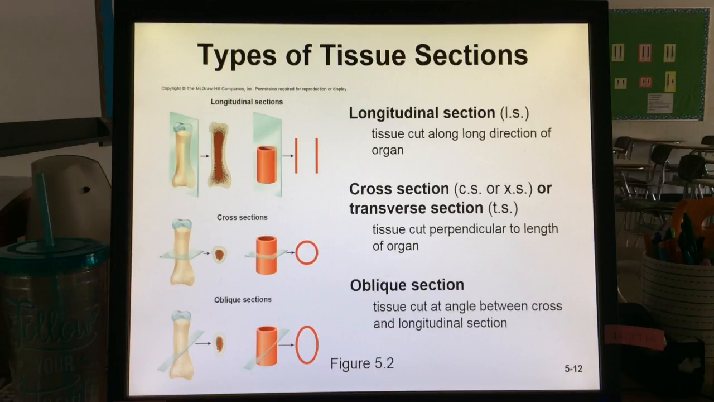And then the next one is a cross section, which is probably what I'll call it, or it's technically called a transverse section. And that is when the tissue is cut perpendicular to the length of the organ. We'll see this when we look at any kind of tube. If we're looking at a blood vessel, we'll look at both directions. We'll see it when we look at the trachea and the esophagus and the intestines. We'll look at cross sections as well. And then sometimes you'll see an oblique section. This is not as common as the first two, but it's taking a diagonal cut.